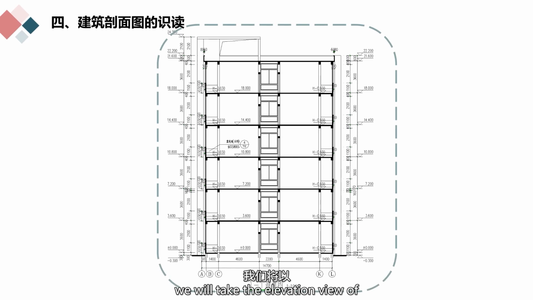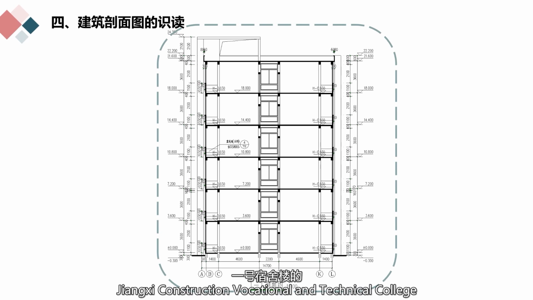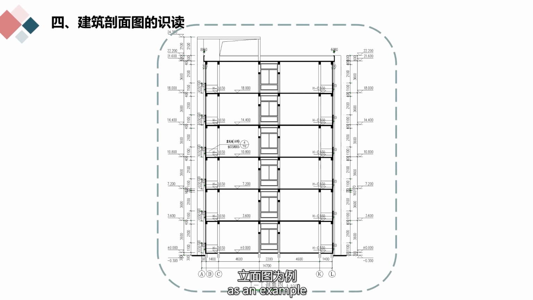Next, we will take the elevation view of Building Number 1 of Jiangxi Construction Vocational and Technical College as an example to explain the content and reading method of the section drawing. First, from the drawing name and axis numbers, compare them with the cutting position and axis on the plan view. It can be known that section 1-1 is a section drawing obtained by cutting through the dormitory and balcony, and then projecting to the left.